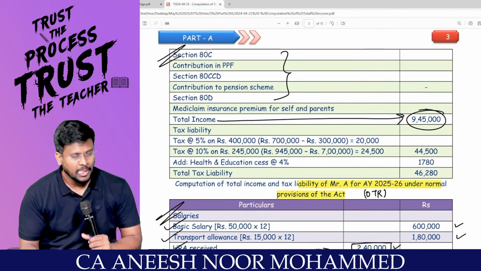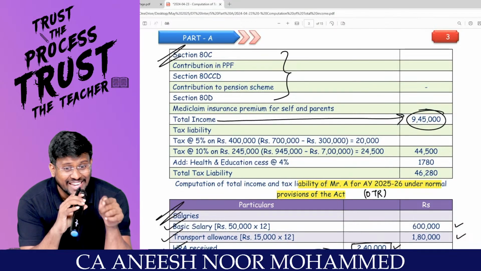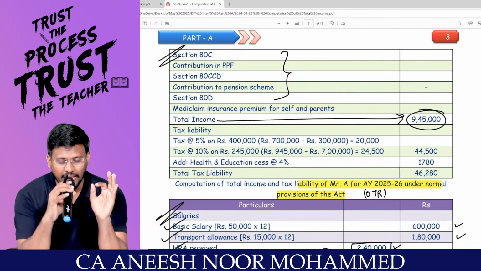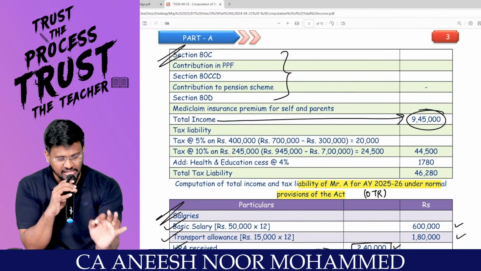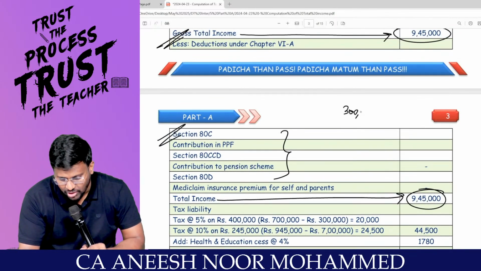Comfortable? I am going to travel through the default tax regime. What is the age? Don't ask me the age. Under default tax regime, there is no relevance for the age. Whether you are a normal person, senior citizen, super senior citizen, the basic exemption limit applicable will be 3 lakh.